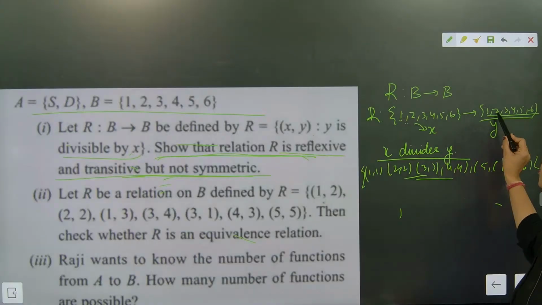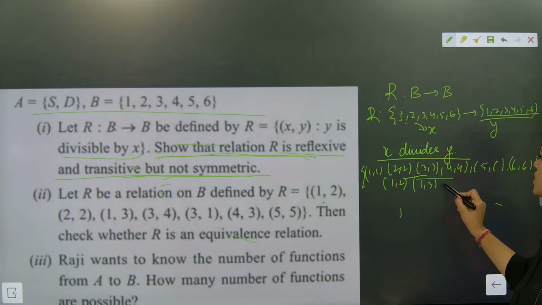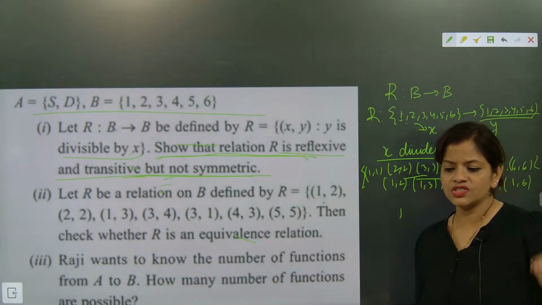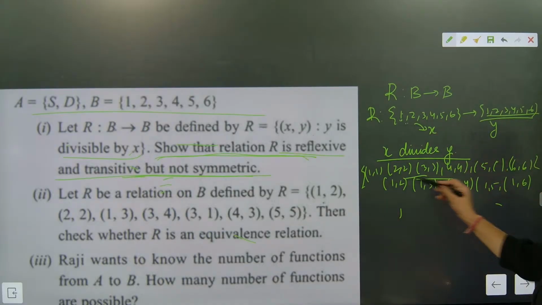Then 1 comma 2 will also come, because 1 can divide 2. 1 comma 3 can also come, 1 comma 4, 1 comma 5, 1 comma 6 can also come. I was just explaining about reflexive only right now. If only this is there, it is reflexive, symmetric and transitive.